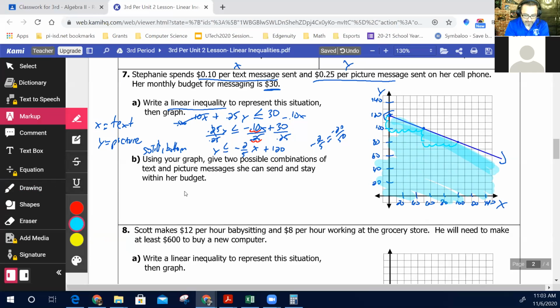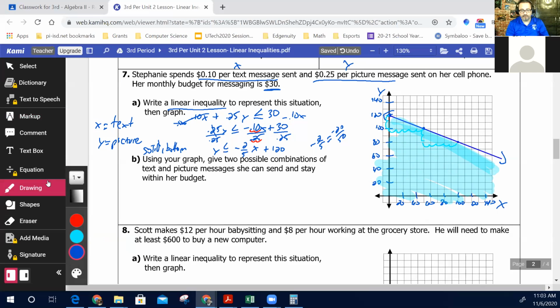Okay, so let's see. Part B says using your graph, give 2 possible combinations of text and picture messages that she can send and stay within her budget. Well, what that's saying is, what combination of text and picture messages can she do and stay within the budget? So that basically covers any coordinate that is below that line, right? That's the whole purpose of the inequalities, is telling you which coordinates satisfy this inequality, and that can be any point. And so you decide, okay, what 2 points?